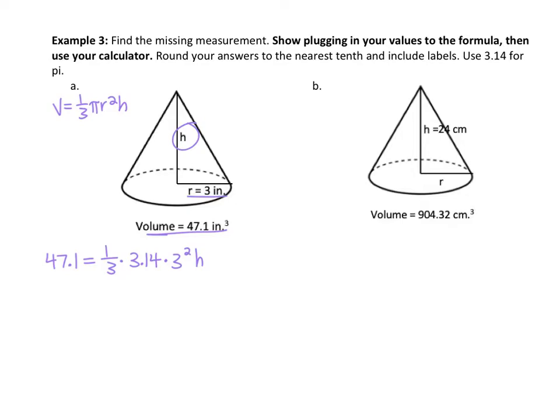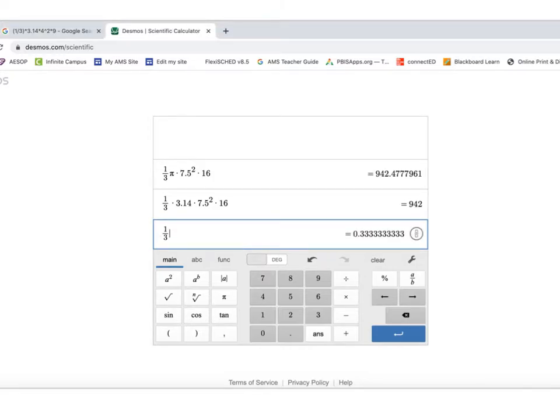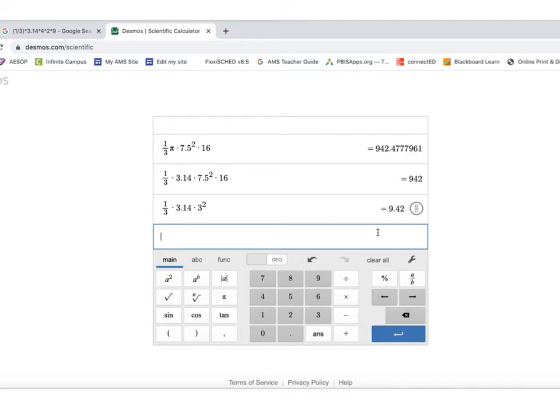Notice when you've solved equations with variables, we had to get the term of the variable by itself on one side. It is, except we don't actually know the coefficient of h here. So we need to do all these calculations to figure out the coefficient of h. Let's type that all into the calculator. We're going to type in 1 divided by 3 times 3.14 times 3 squared. And we get 9.42.